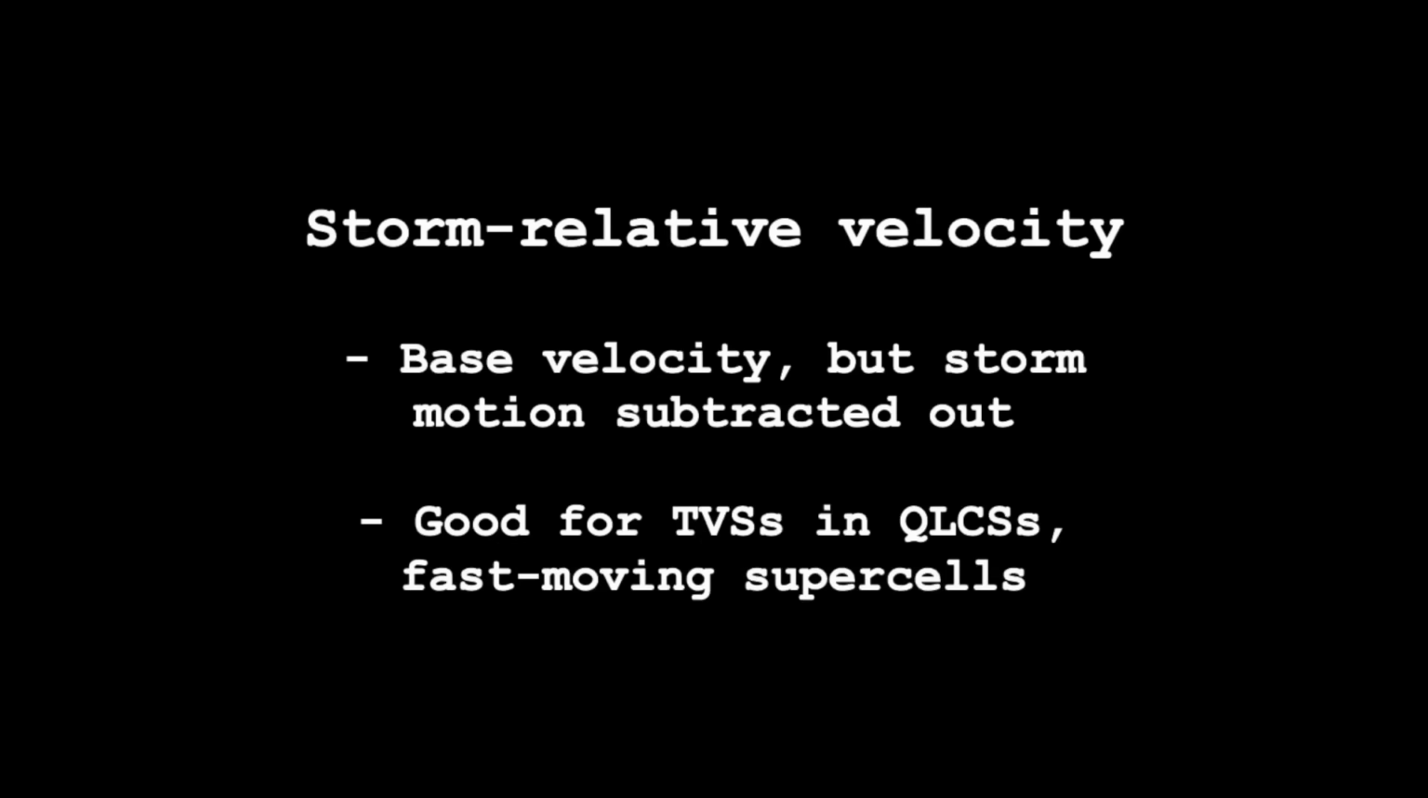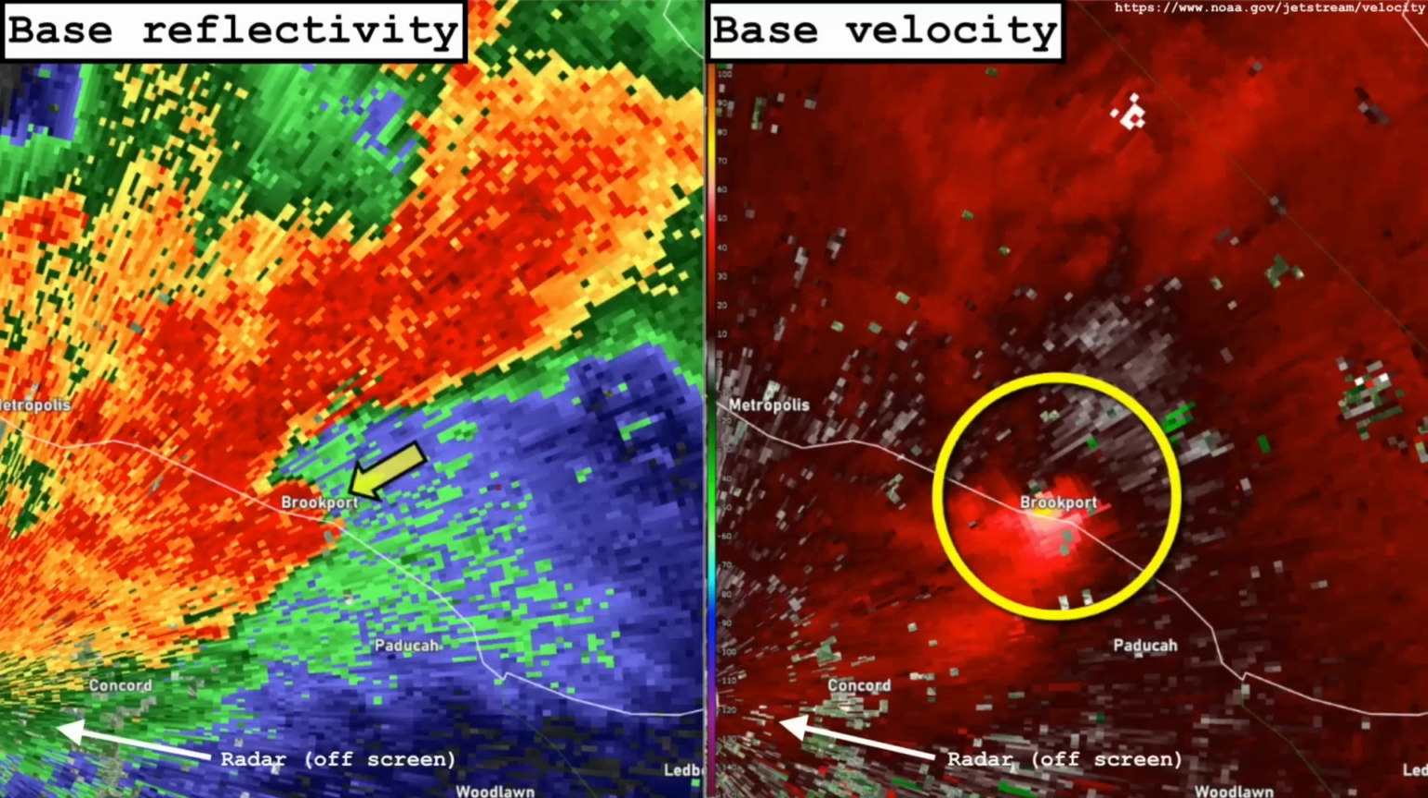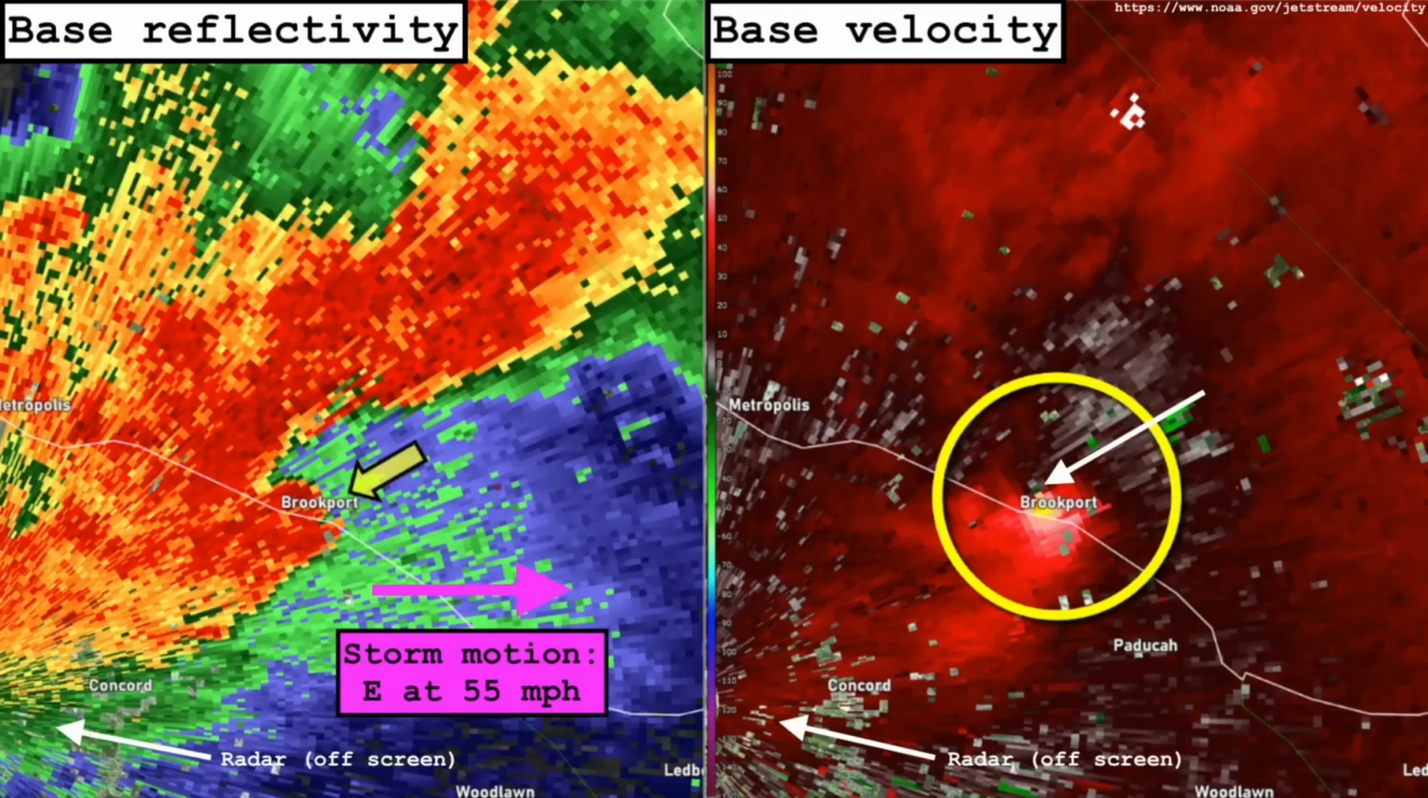Storm relative velocity is especially effective in identifying TVSs in QLCSs, as well as in situations in which supercells are moving very quickly. Let's take a look at an example. On the left is base reflectivity, and on the right is base velocity. Here we have a supercell thunderstorm moving at 55 miles per hour away from the radar site, which is located just off the bottom left corner of the image. As you can see, the supercell possesses a well-defined hook echo, as denoted by the yellow arrow. At the tip of the hook, we see an area of strong outbound winds, but very little in the way of inbound winds.